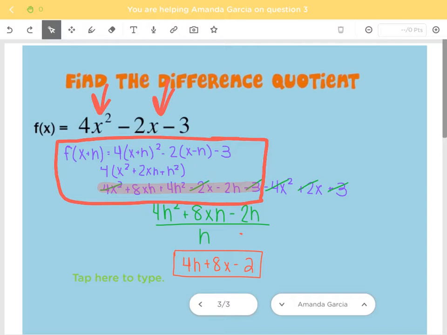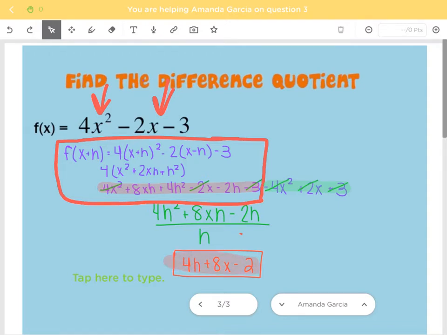And then you want to subtract from it f of x, which is this part here, okay? And remember, it changes all the signs. So the 4x squared becomes negative, the 2x becomes positive, and the negative 3 becomes positive. Combine your like terms from there. The 4x and the negative 4x cancel, negative 4x squared cancel out. Negative 2x, positive 2x cancel out. Negative 3, positive 3 cancel out. And then you're left with 4h squared plus 8xh minus 2h. And the last step is it all goes over h. And you reduce it. And your ending answer should have been this.